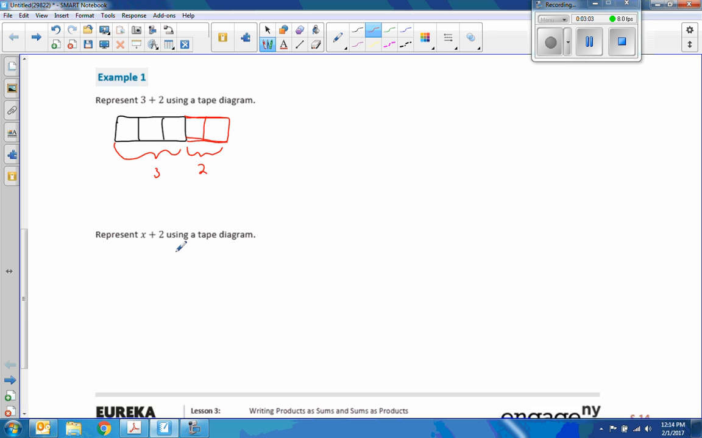Represent x plus 2 using a tape diagram. In this case, we want to make sure x doesn't look the same as a constant. So there's my x, and then if I throw 2 more squares onto that, it looks like this. So there's x, and there's my 2.